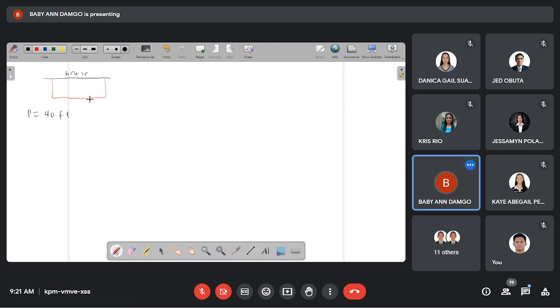Okay? In this class, the formula for the perimeter is just adding, so we will represent this as length. This is our width. So here, we have 2L plus W. The side along the house is not included.